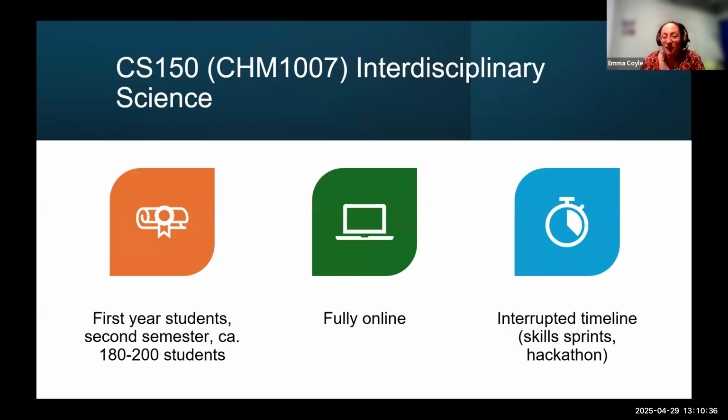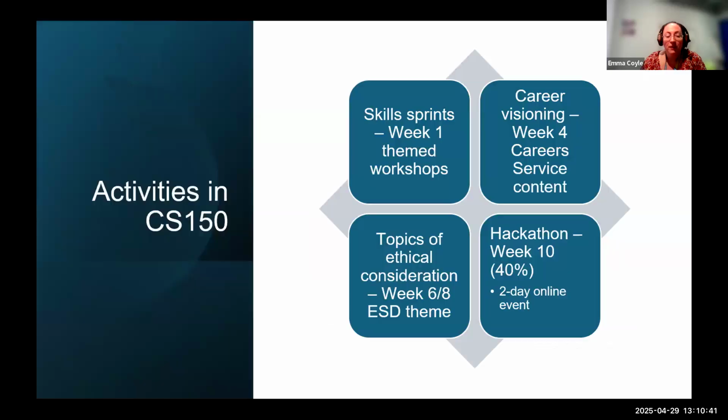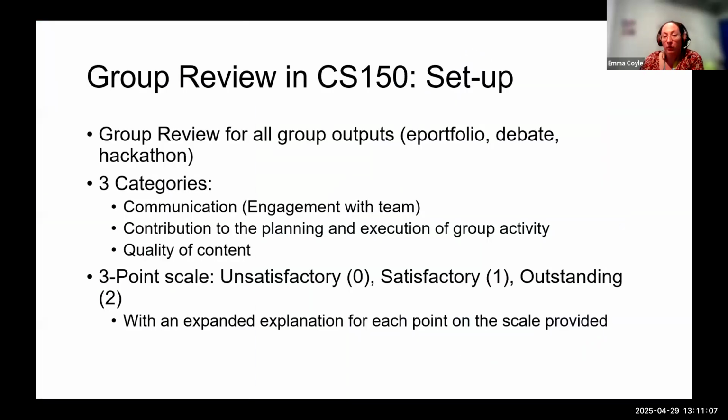The module's fully online, and it has what we call an interrupted timeline, so it has different activities throughout the semester. In that, there are four key activities: the skill sprints, where students make an e-portfolio; the topics of ethical consideration, where students do a group debate; and the hackathon, that's a short challenge-based learning event. So we have these three high group engagement activities. Overall, 75% of the grades generated in this module are from group submissions. And so we have a group review for those submissions to allow tailoring, as Nolene said, giving individual grades to the contributors.